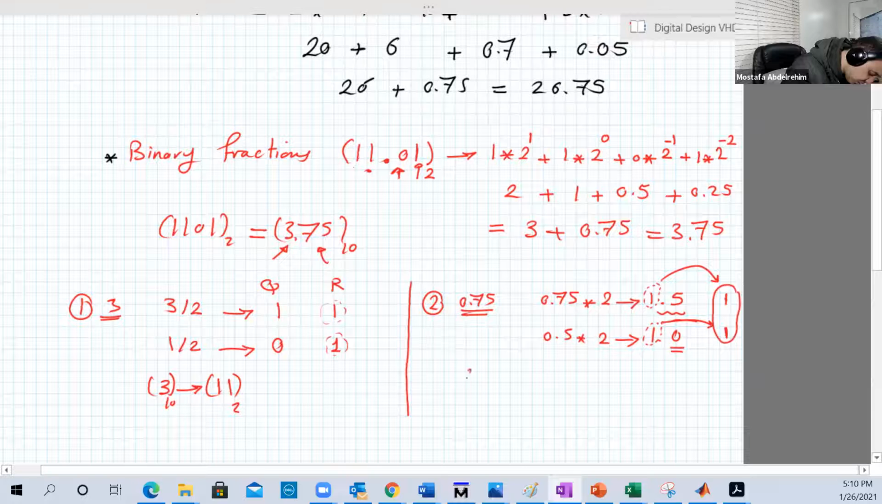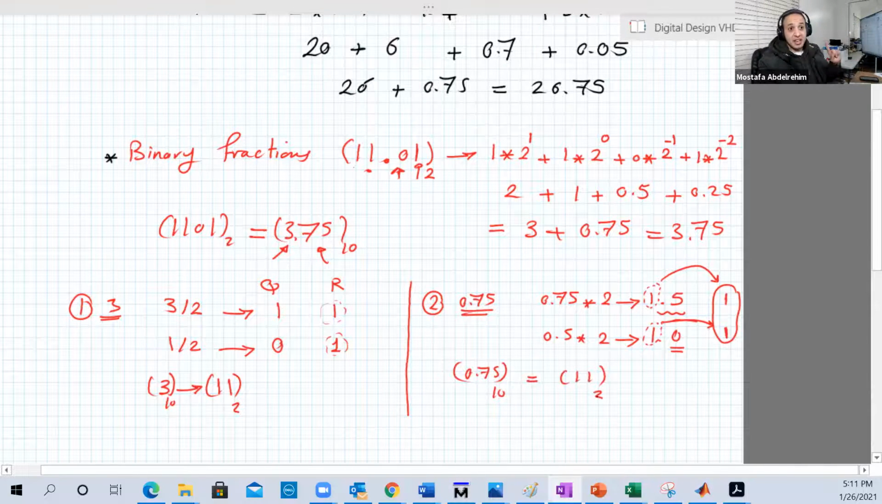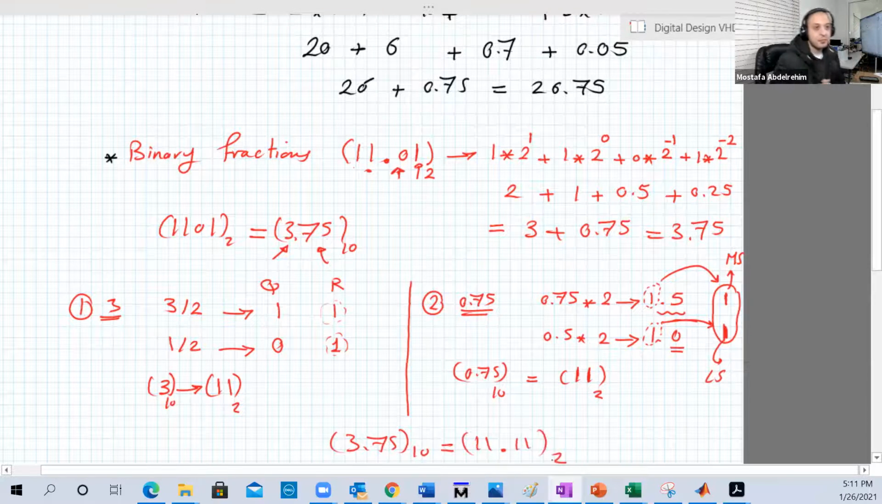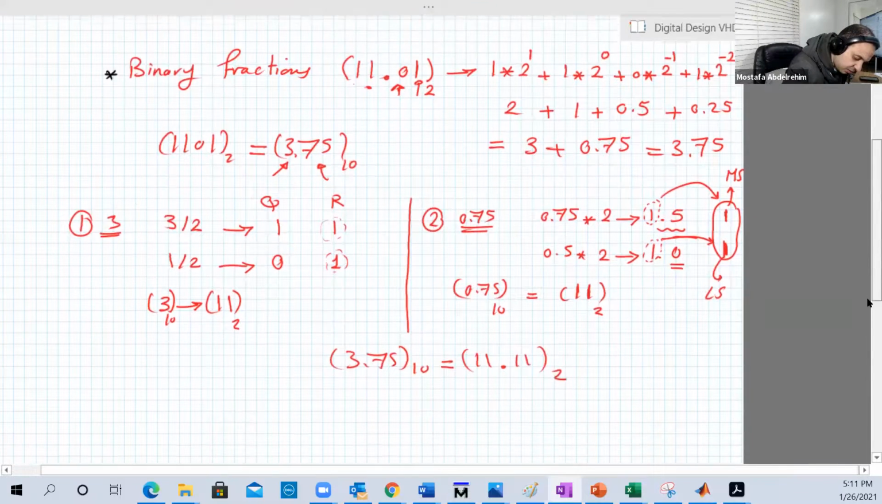So 0.75 in decimal is actually .11 in binary. And again, an important question: where is the most significant and least significant bit? This is the most significant, and here is the least significant. Now we combine both. So 3.75 in decimal is 11.11 in binary.